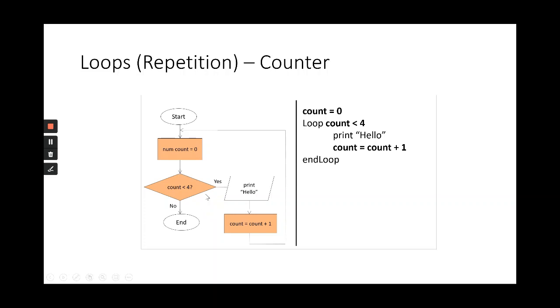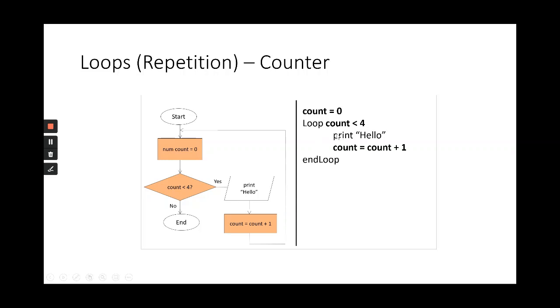So this is an example, the flowchart and also the code. We start with count equal to 0. Loop while count is less than 4, print hello, count equals count plus 1. And then this is the flowchart. Based on this flowchart and the code, it shows that we already give the variable as count, and the number that we set for count must be less than 4.